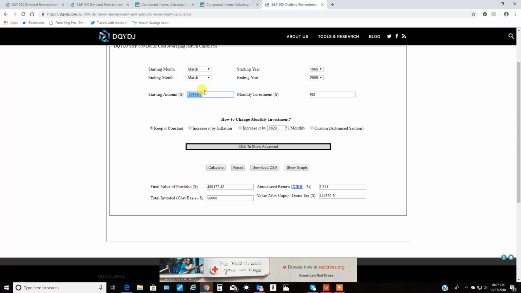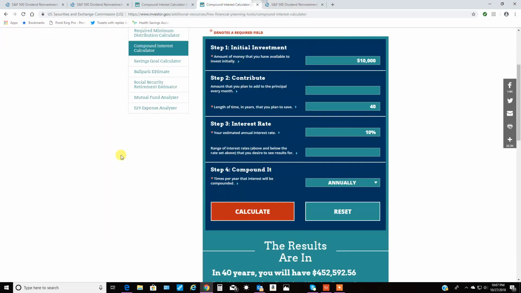If you got it to $10,000 by 27 and then $100 a month after that, you'd be worth $480,000 even in the worst part of the stock market crash. Okay? So the bottom line is, I hope this is a big emphasis to start investing early.